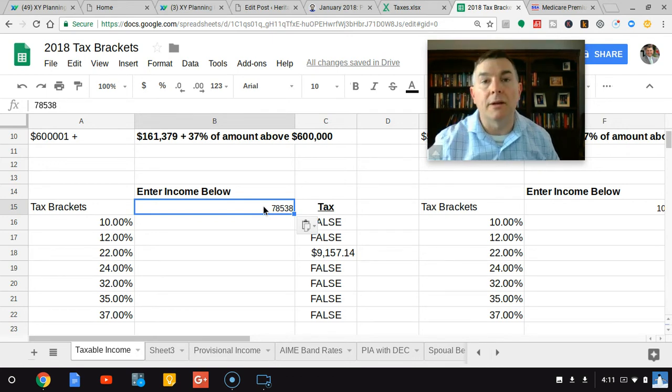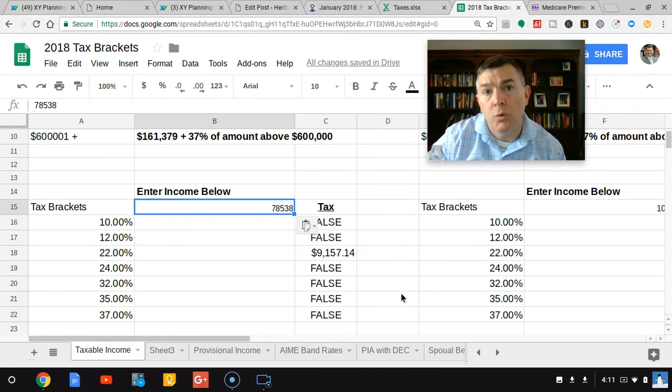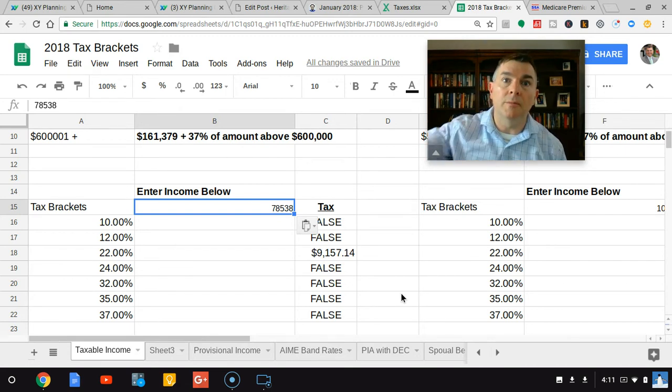So their taxable income has gone up, not quite 3, but about 2.5%. But their income has gone up as well. All right. So because their RMDs have gone up, their taxes have gone up.